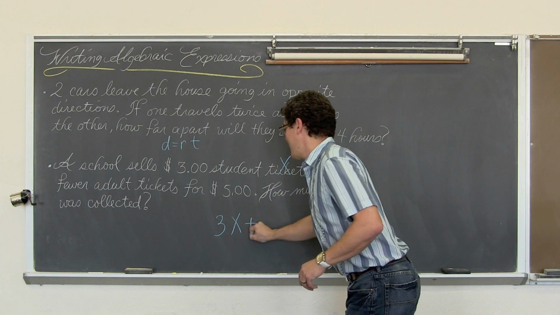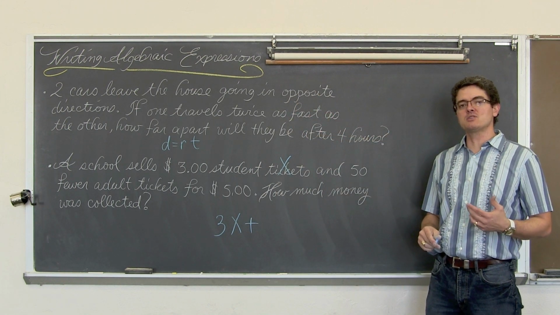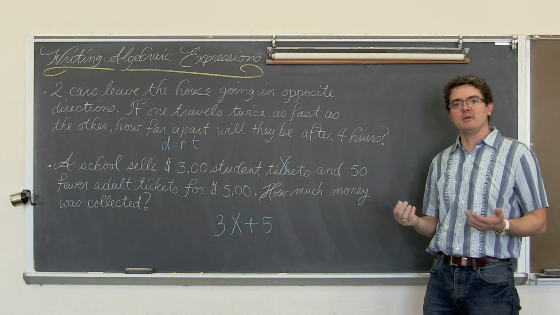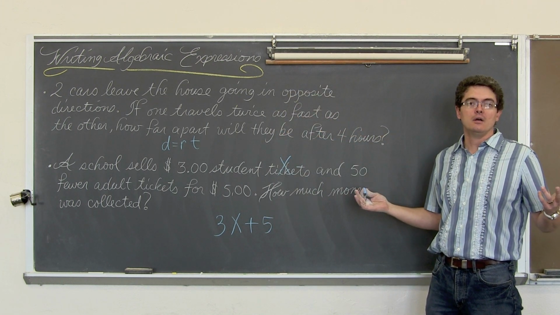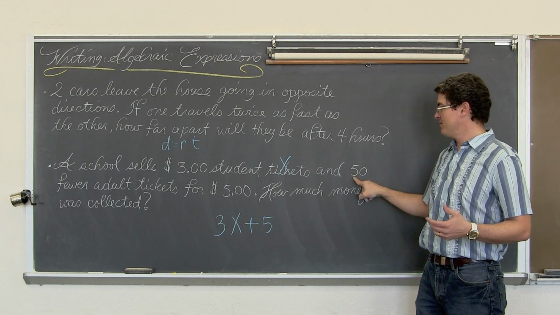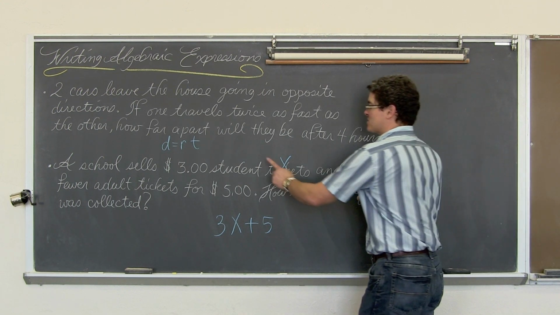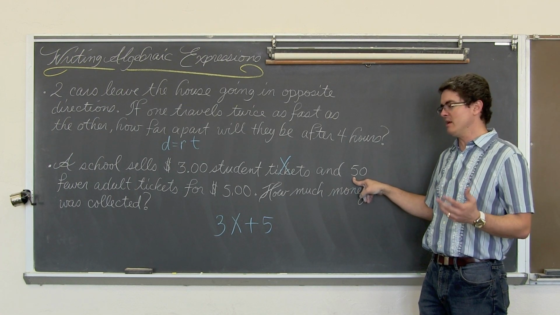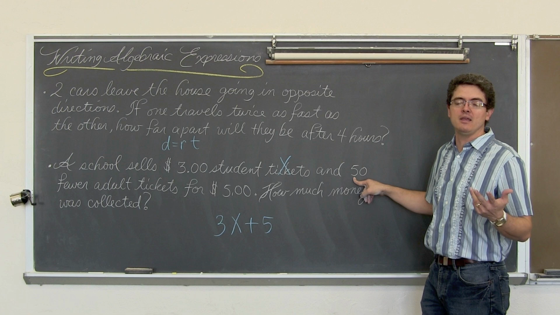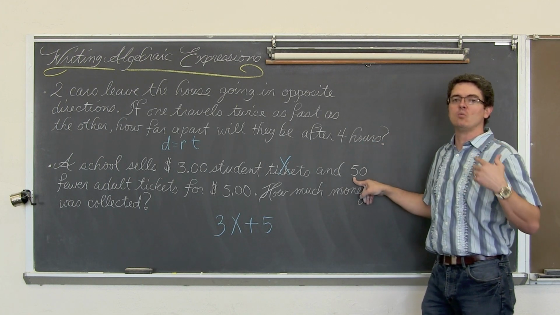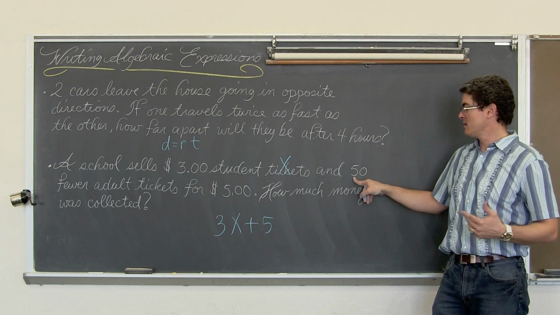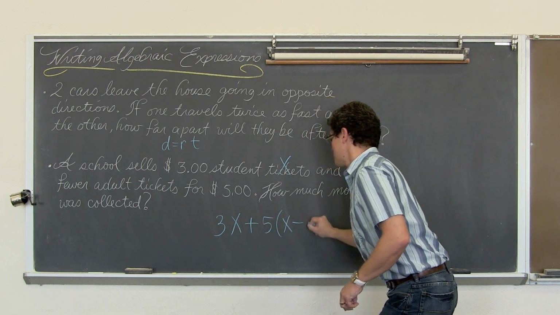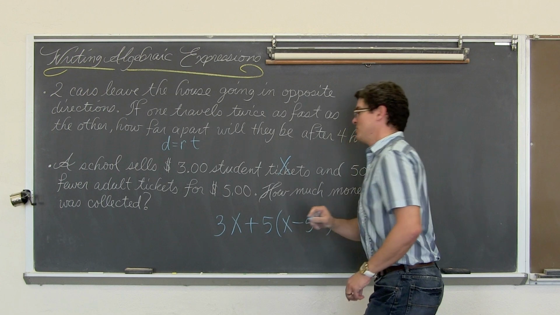Well, to that, I'm going to add how much money I made from my adult ticket sales. And my adult ticket sales were $5 a piece. And how many did I sell? I don't know. But I do know that it was 50 fewer than I sold to the students. So I don't need to come up with a brand new letter. It's not going to be like 3x plus 5y, x for the student tickets and y for how many adult tickets we sold, because we know the relationship. Whatever I sold to the students, I sold 50 fewer to the adults.